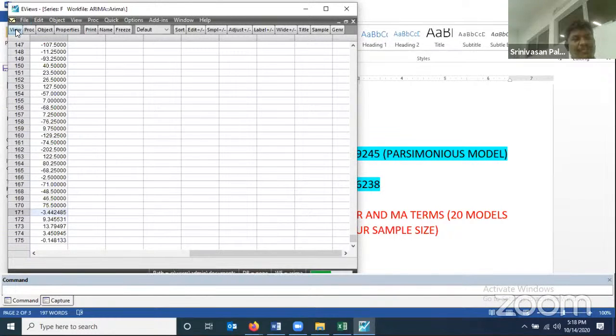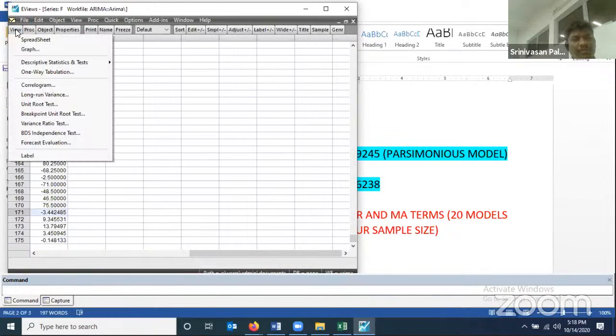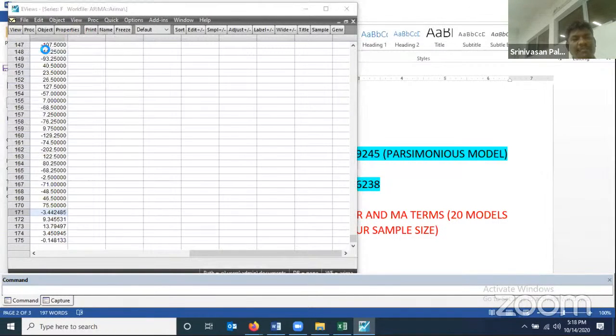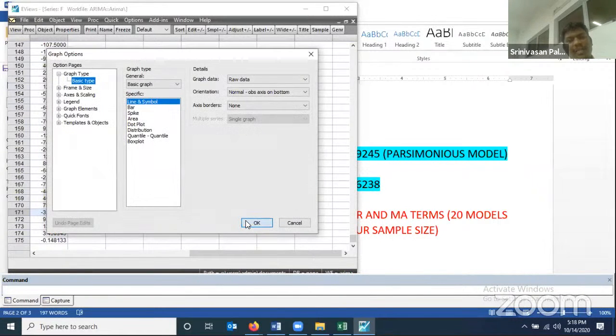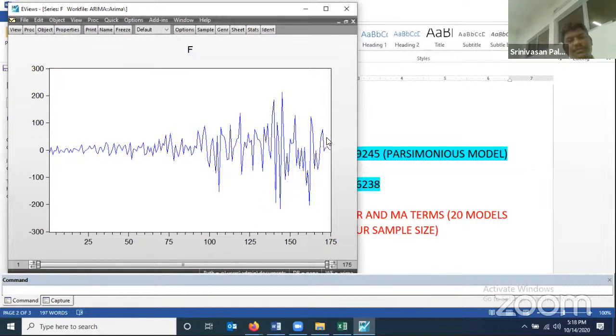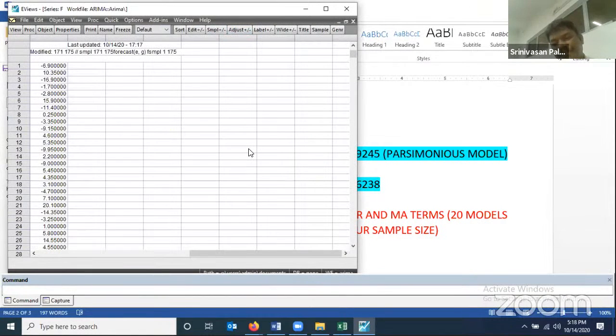No, simple, sir. Go to view. Go to view. This graph is there directly. Click the graph, directly click OK. That's it. Okay, this is the last 5 observations. You can see. Okay, so this is about the forecasting exercise. This is about the ARIMA.